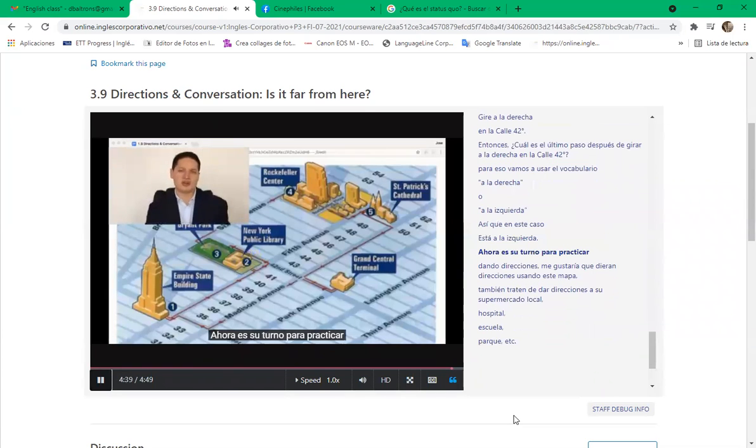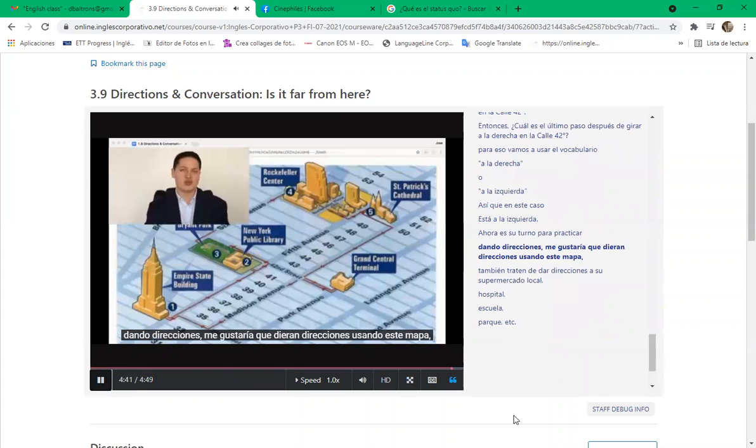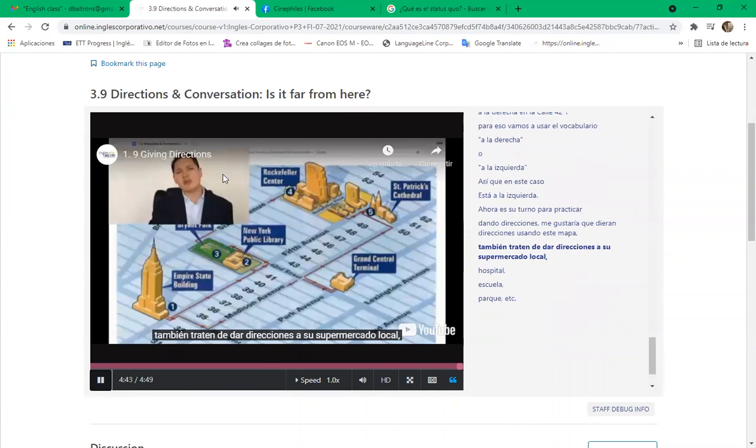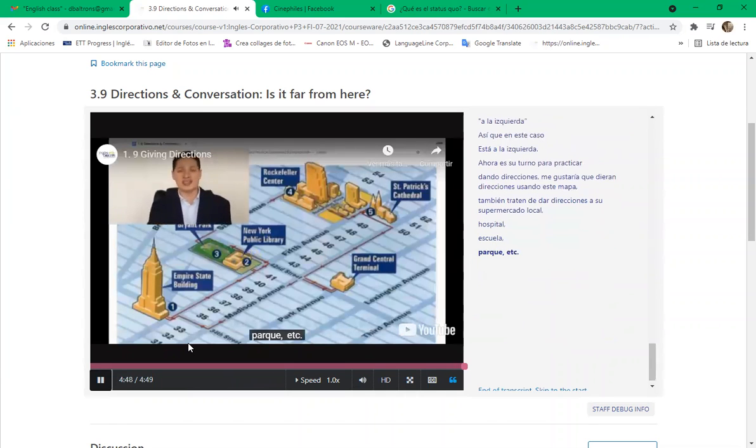Now it's your turn to practice. I would like for you to give directions using this map. Also, try to give directions to your local supermarket, hospital, school, park, etc.